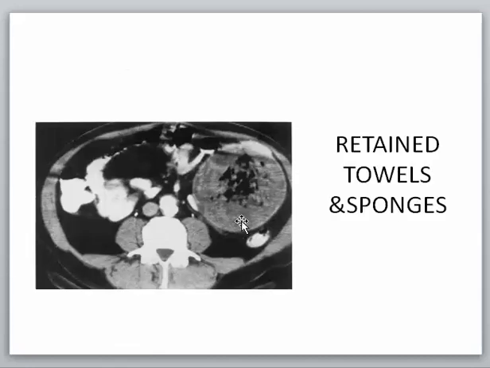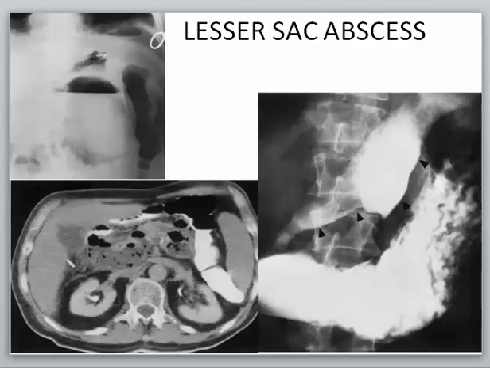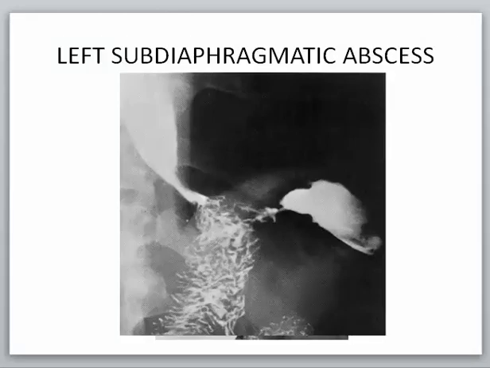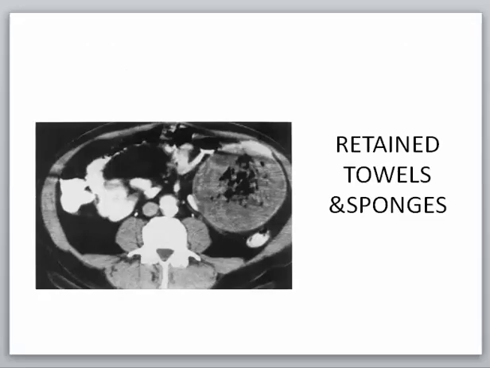Here we have the typical appearance of retained towels and sponges in the abdomen post-operative. So we can consider this group, the lesser sac abscess, the left subdiaphragmatic abscess, and the retained towels as complications of the post-operative abdomen, as post-operative abdominal complications.